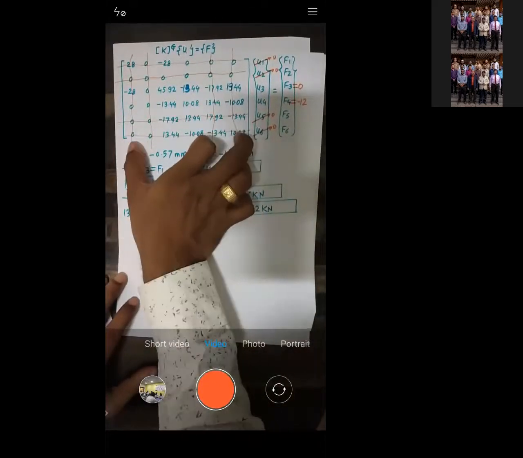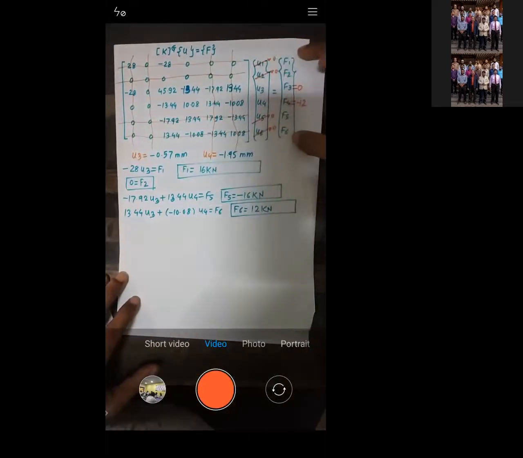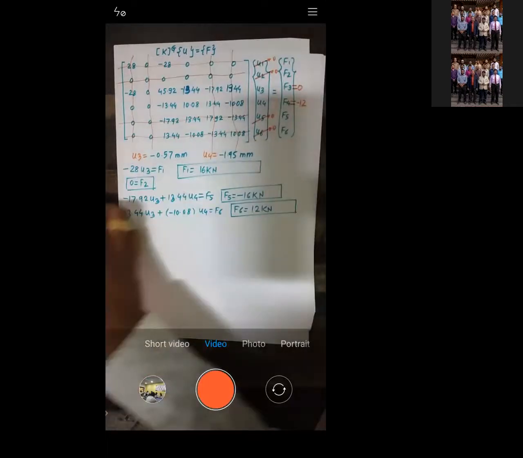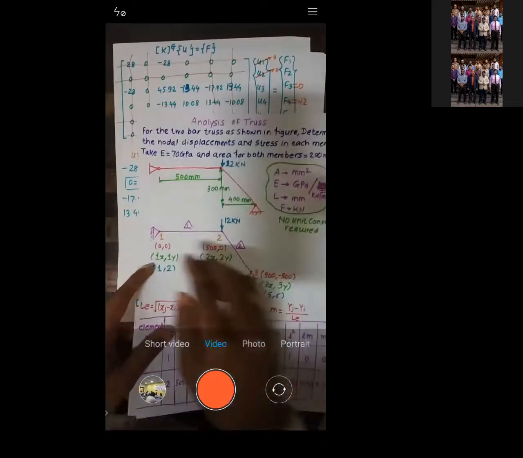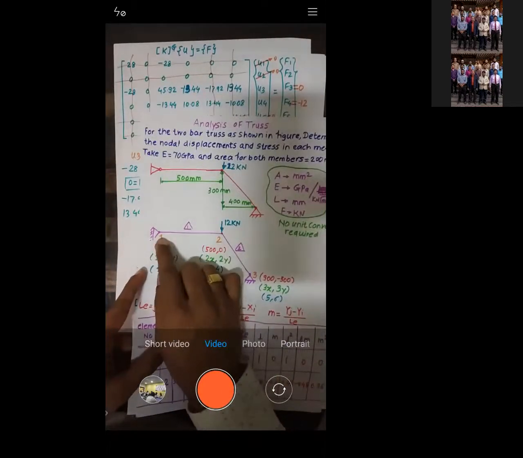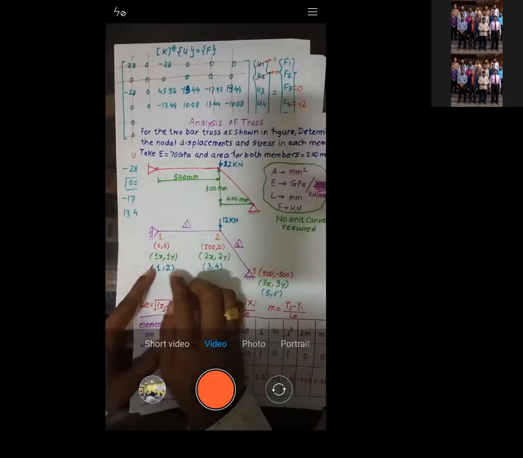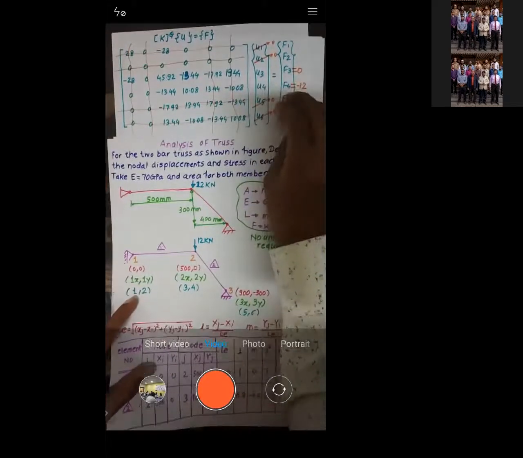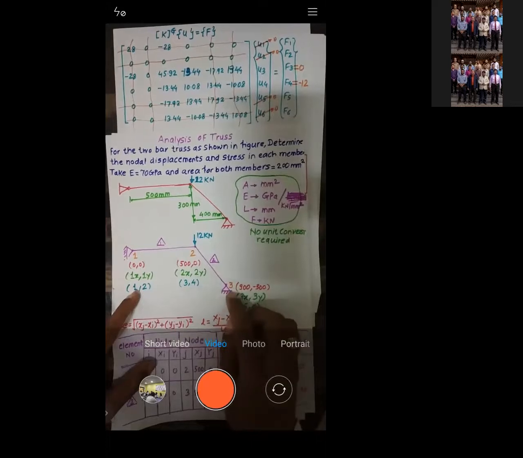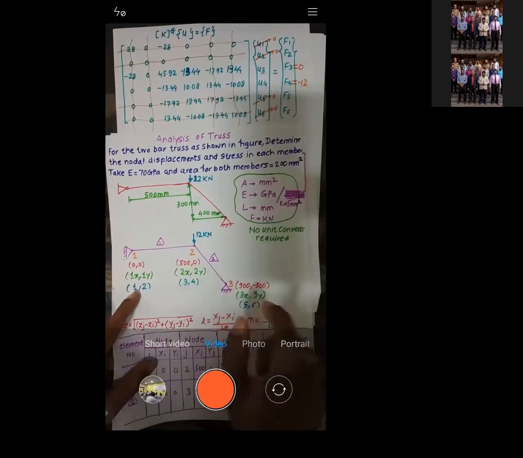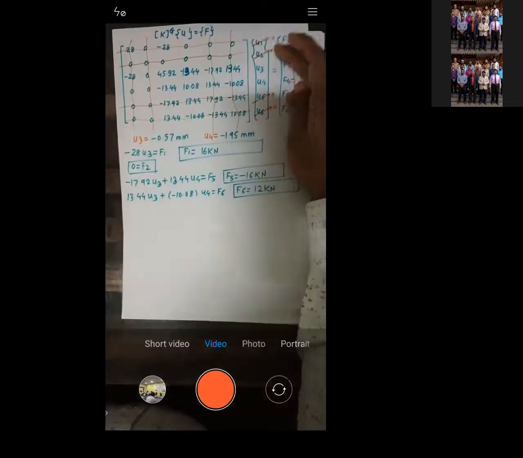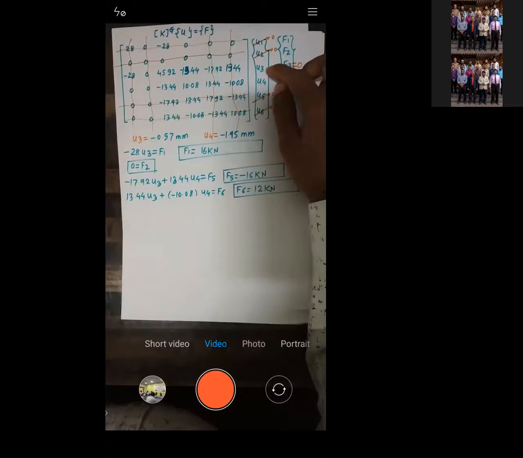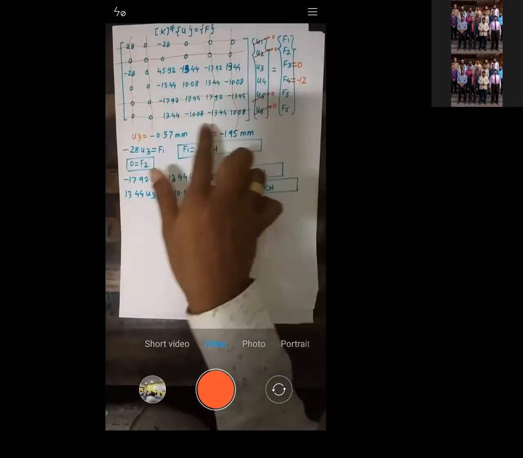Now the global stiffness matrix multiplied by displacement will be given by force. You can see node 1 is fixed. For node 1 there are 2 degrees of freedom, 1 and 2, so U1 and U2 are 0. Similarly, node number 3 is again fixed, so U5 and U6 are 0. So we have solved the system of 2 equations with 2 unknowns, and we have got the values of U3 and U4, right?